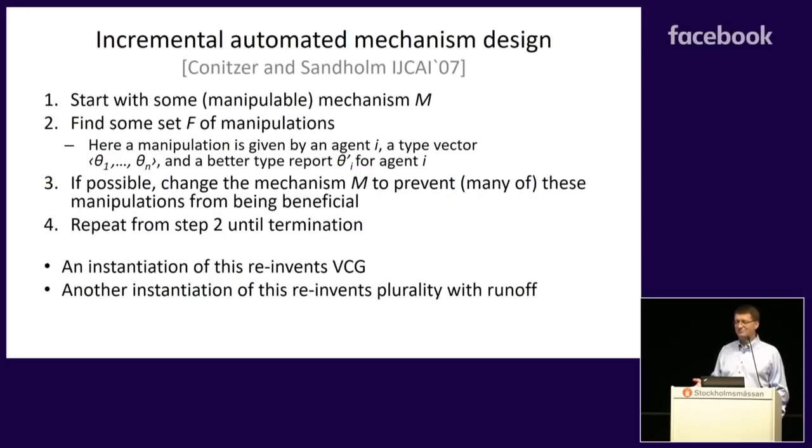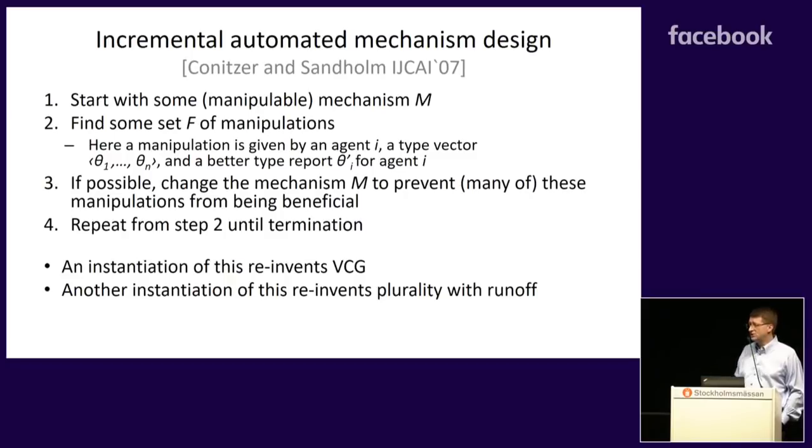And how do you change the mechanism? Well, the outcome that the agent who had a beneficial lie got has to become worse, or the outcome they would have gotten if they told the truth has to get better. But still there's a lot of choice as to which ones do you fix and in what order and so forth. And furthermore, the problem is that as you fix some of these manipulations, some other manipulations might become beneficial. And 4, repeat from step 2 until termination.